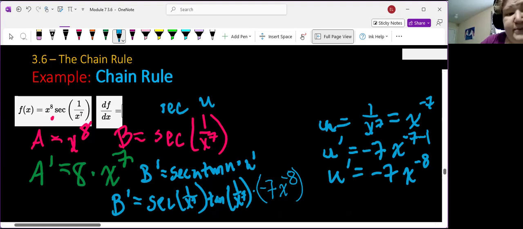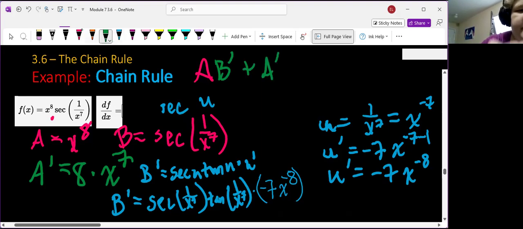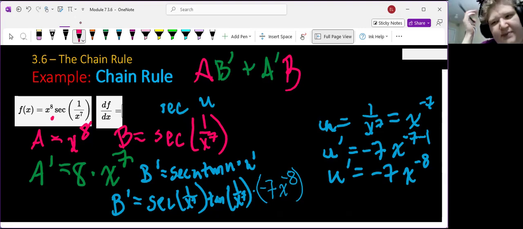All right. So all that, defined A, defined B, found their derivatives, which meant we had to do some chain rule. Now we can finally go back and follow the product rule. So remember, our product rule is A with a B prime plus A prime with a B. Or you can write A, B prime, B, A prime. Like the order you write them in doesn't matter. It's all multiplication and then addition. Just as long as it's one thing stays the same, the other thing is the derivative.